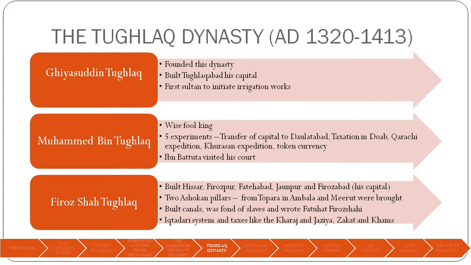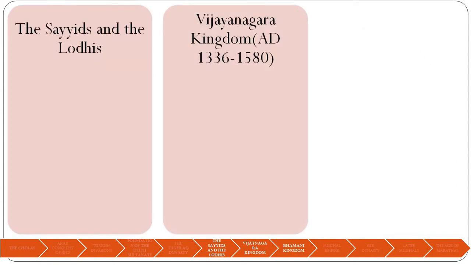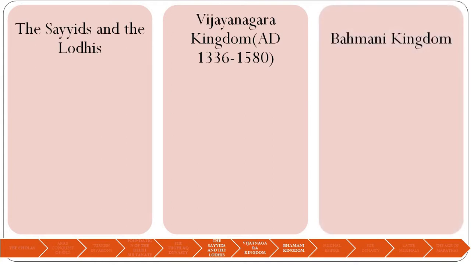Jazia, Zakat, and Khams, which were the other taxes. Then came the Sayyids and the Lodhis, after which we will be discussing the Vijayanagar kingdom, which was the next dynasty, from AD 1336 to 1580, and then the Bahmani kingdom. So starting with the Sayyids and the Lodhis.